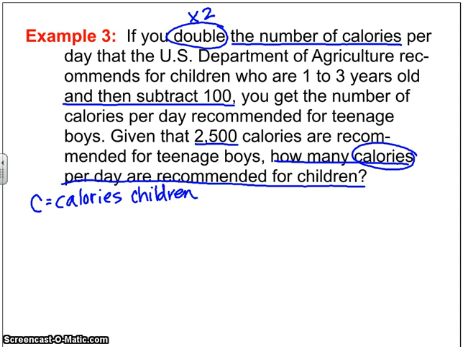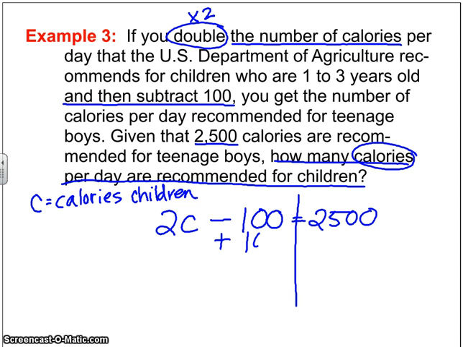2,500. See, I got rid of all that garbage. If you double the number of calories for children and then subtract 100, you get the number of calories for teenage boys. You get 2,500. So let's write that up. If you double or multiply the number of calories by 2 for children and then subtract 100, you get 2,500. Okay, there's our equation. Let's go ahead and solve it.